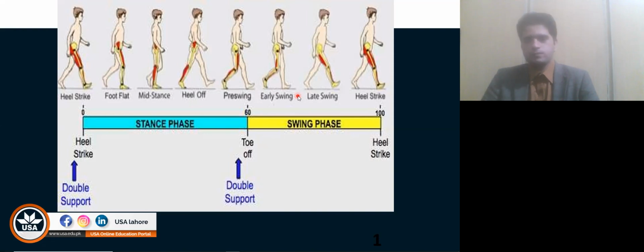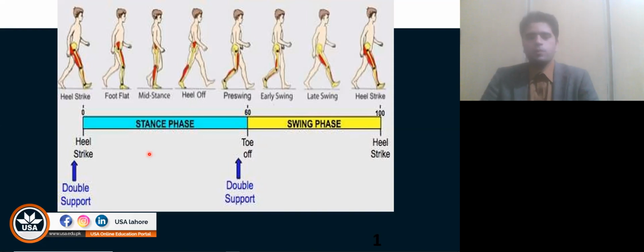of the swing phase. So the percentages I have just shown you are the division of heel strike, foot flat, mid stance, heel off, and pre-swing. Combine all these percentages, and we get 0 to 60% of the full gait cycle, which is the stance phase. Here is the double limb support phase shown here.